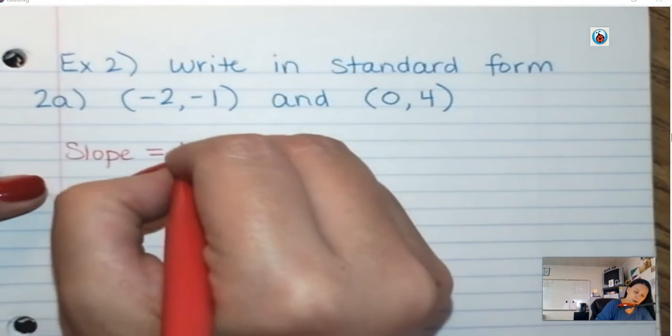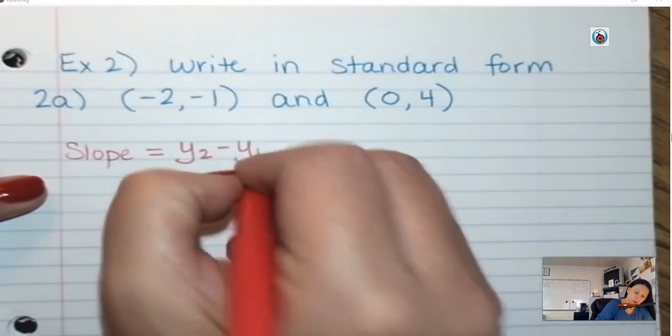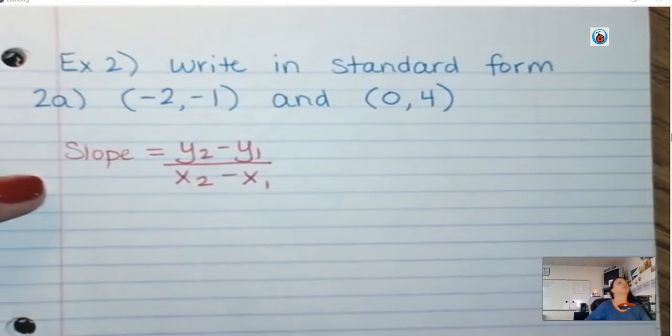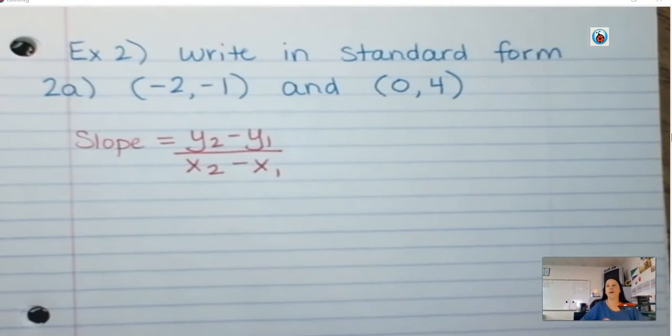Reminder, slope is y sub 2 minus y sub 1 over x sub 2 minus x sub 1. So take those 2 points and label them. X, y, x, y.